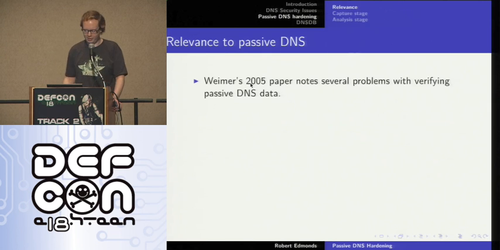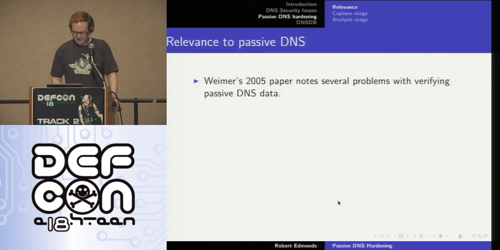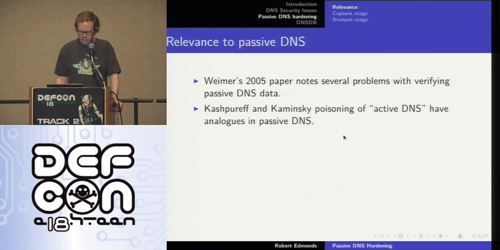Okay, now that we've covered all the background material that has led up to the meat of the talk, how is this particularly relevant to passive DNS? So Florian Weimer in his 2005 paper identified several problems with validating the data collected by a passive DNS sensor, but he chose not to implement protections against these problems. But we would like to fix these problems if possible. So we have the two problems in passive DNS that are sort of analogous to the two problems in active DNS.